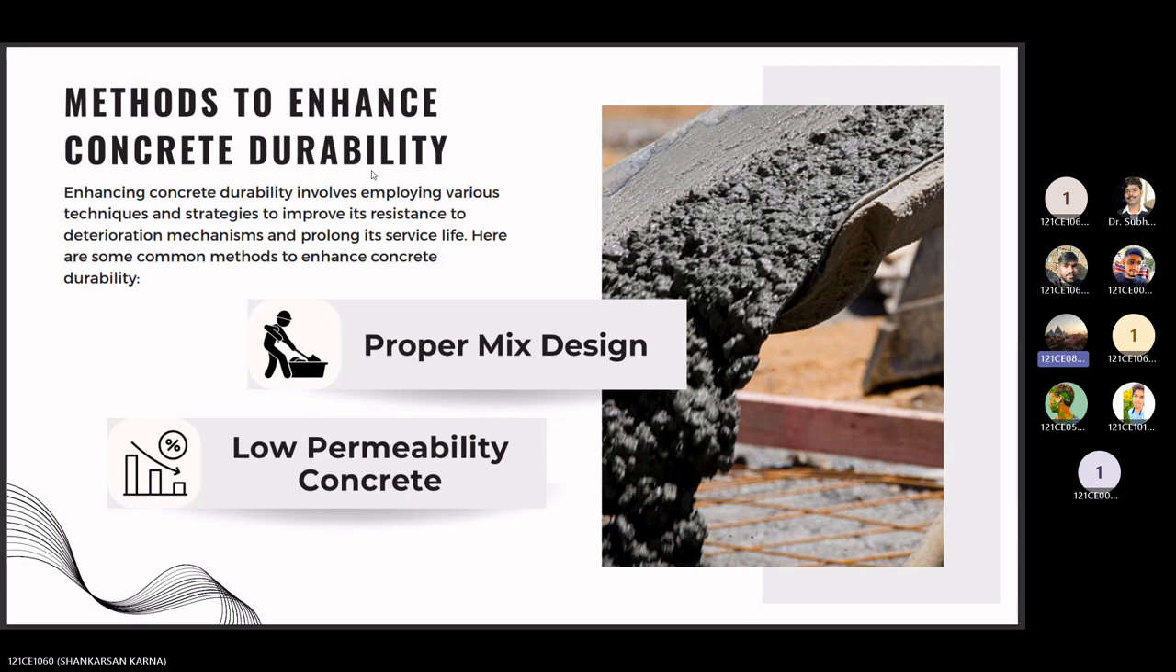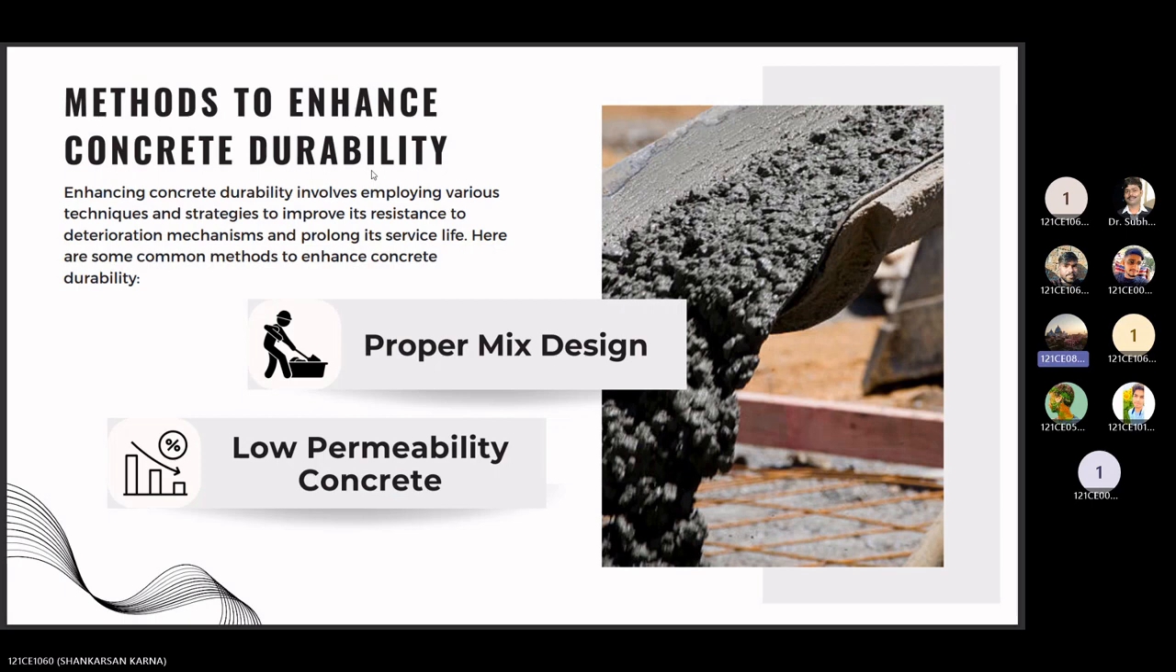Methods to enhance concrete durability. Enhancing concrete durability involves employing various techniques and strategies to improve its resistance to deterioration and prolong its service life. Here are some common methods to enhance concrete durability.